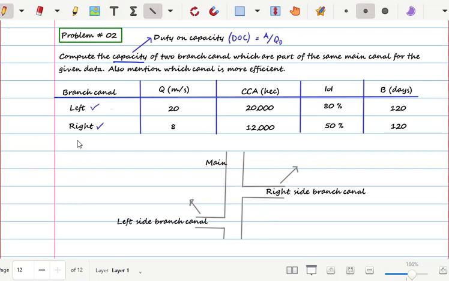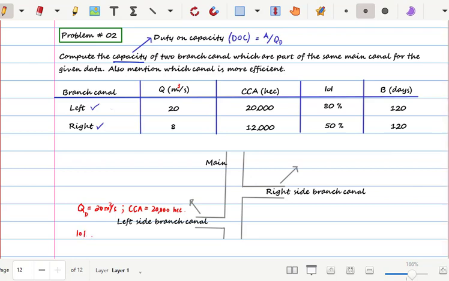So what is given to us on the left side? For this left side branch canal, we are given some data. As you can see here, Q design is given to us. Q design for the left side is equal to 20 meter cube per second. And CCA is also given, cultivable command area for this left side branch canal, which is 20,000 hectares.